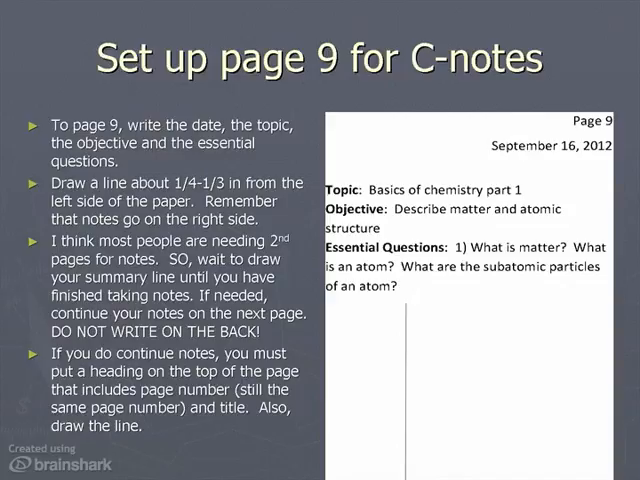Don't forget you need to draw a line about 1/4 to 1/3 in from the left side of the paper, and that the notes are going to go on the right side. And I think most people are needing 2 pages for notes, so just wait to draw your summary line until you have finished taking the notes. And if you need, you can continue your notes on the next page. Don't write on the back of the one that you're writing on, just go on to the next page. That way we don't have to do any more gluing to the bottom of your page, and make it a little bit easier.